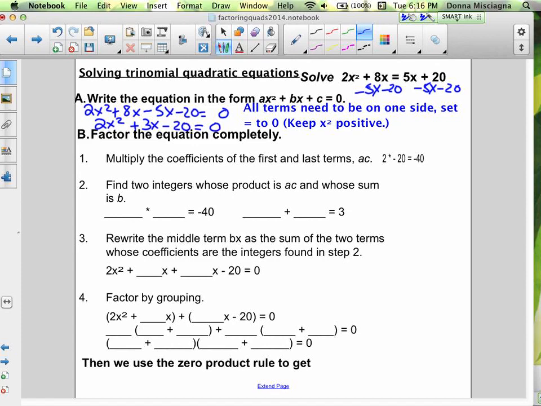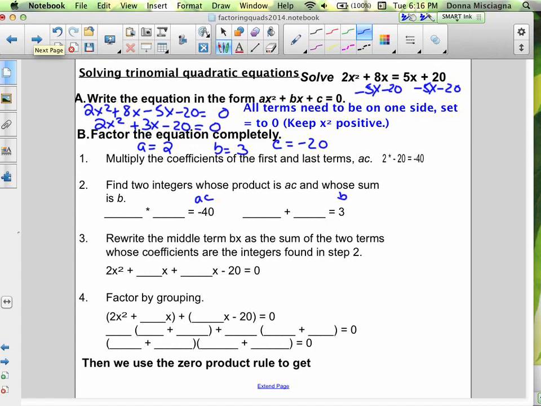Okay, so now we multiply. Actually, let's identify A, B, and C, just so we keep thinking about that. A is 2, B is 3, C is negative 20. All right, so 2 times negative 20 is going to give us negative 40. All right, so we need two numbers that multiply to give us negative 40, but add to give us the B term of 3. Well, let's think of the factors of 40.